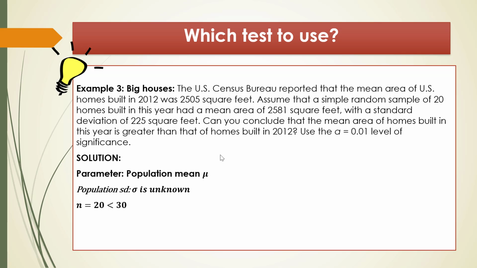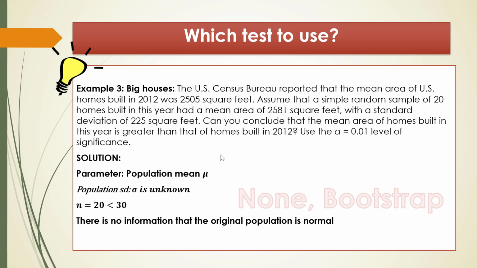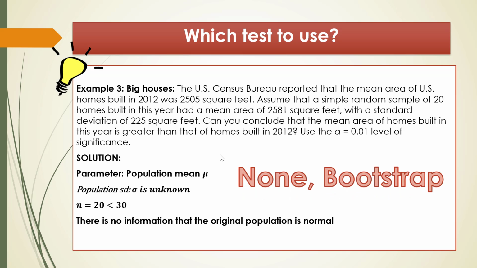So the next thing we need to check is whether the original population is normal. And there's no information that the original population is normal. So that means the t-test doesn't work in this case. And the z-test doesn't work either, of course. And this test is not for proportion, so the one proportion z-test is not applicable as well. So none of the three tests is applicable. And we think about bootstrap. Bootstrap is not covered in elementary statistics because it's an advanced level statistics.